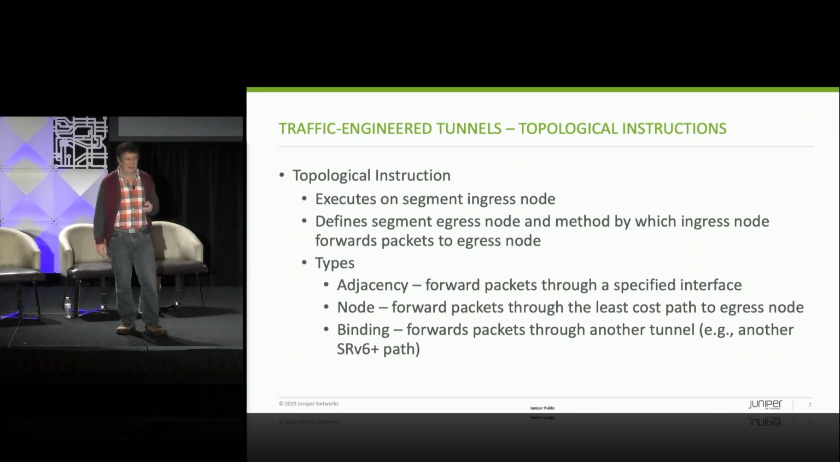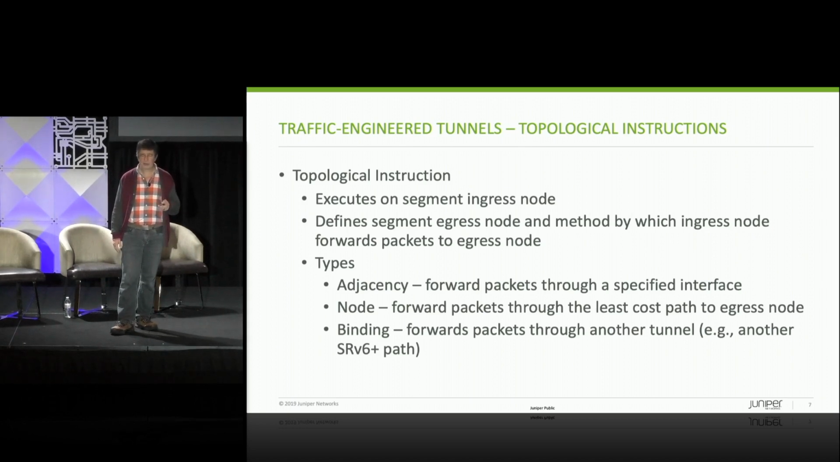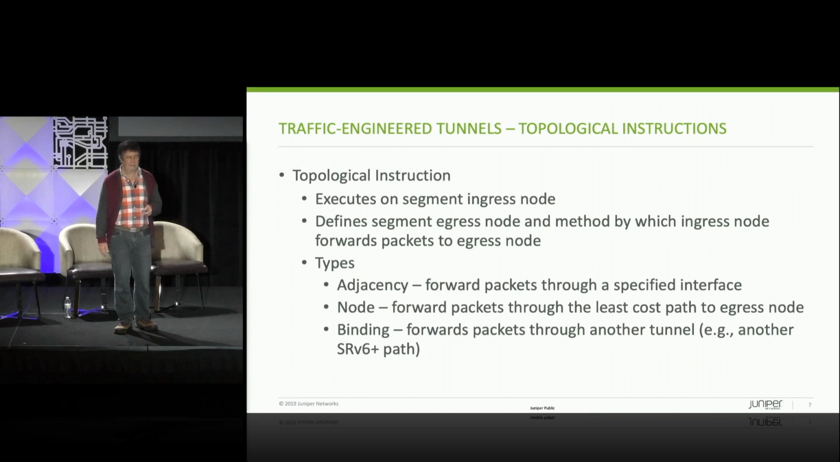It's strict routing. Another is a node segment. It forwards a packet through the least cost path to the egress node. This is loose source routing. And then there's a binding instruction. The binding instruction forwards a packet through another tunnel. It allows segment routing to be applied recursively.